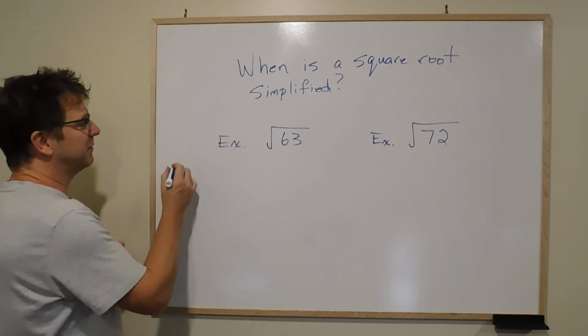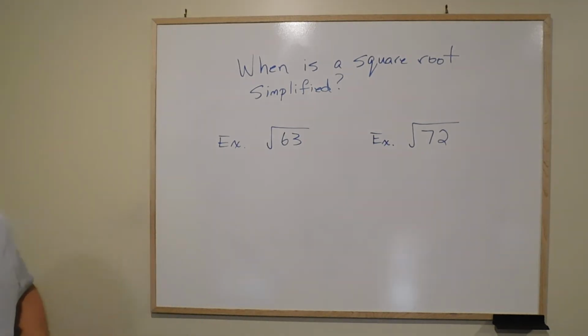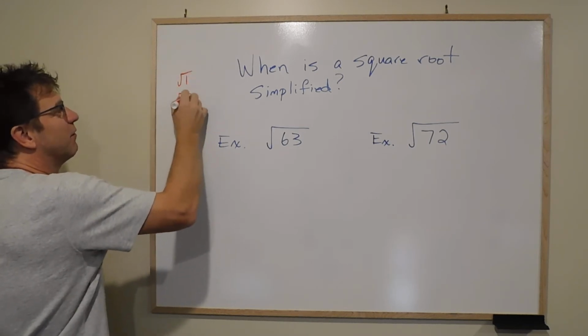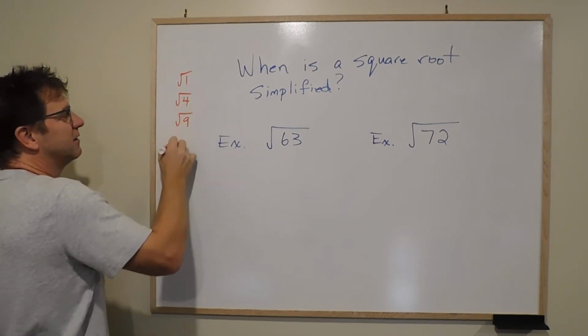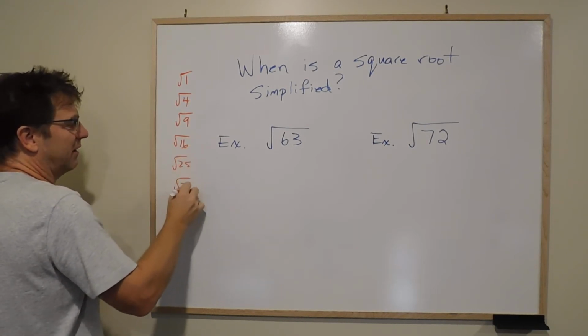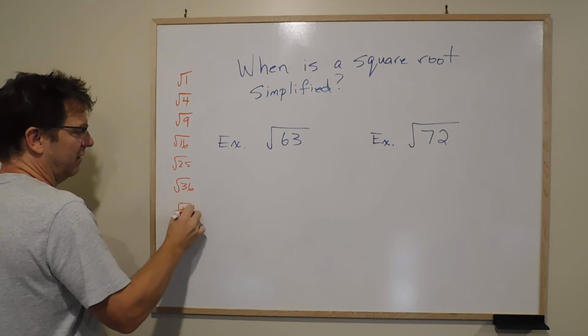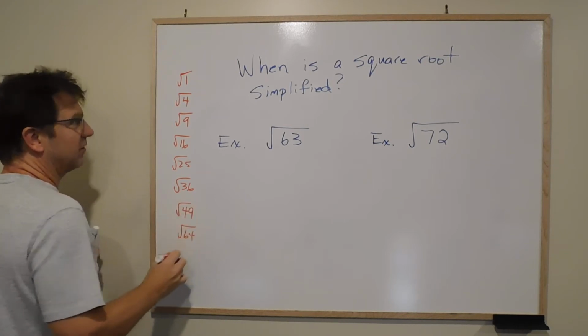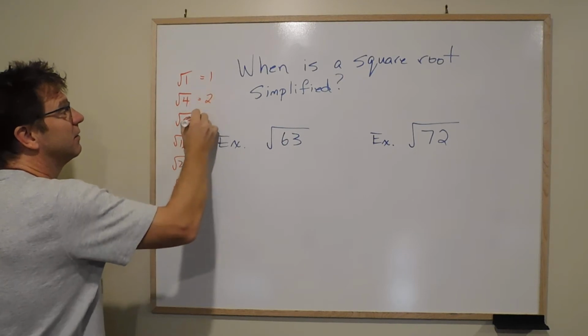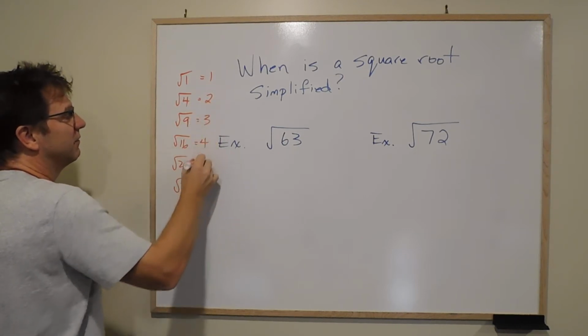So your perfect squares, let's do it in red. Your perfect squares are the square root of 1, the square root of 4, the square root of 9, the square root of 16, the square root of 25. And it goes on and on. I think you'll see the pattern. The square root of 1 is 1, 2, 3, 4.